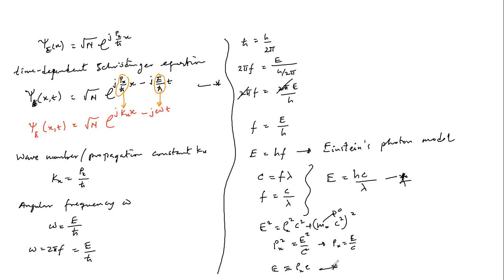Now, if we compare these two equations, it means that we have E to be the same as h c over lambda, and hence the momentum is directly related to the Planck constant.